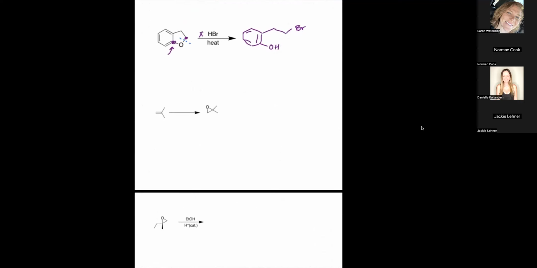You could still have excess here, and it still wouldn't do anything because it's not going to happen at this sp2 hybridized carbon. Remember that SN2, substitution reactions, don't happen on sp2 hybridized carbons. So that's why. So it'll just break that bond there. And then for this one, we're going from an alkene to an epoxide.